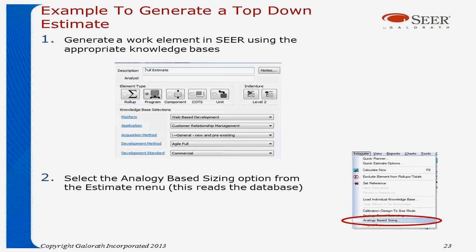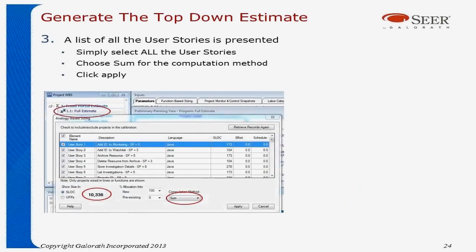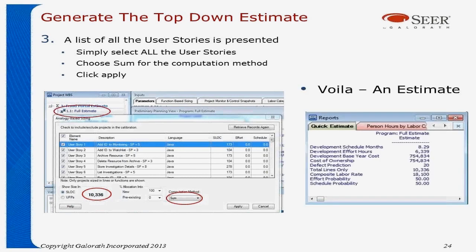This goes out and reads the database with all our user stories. Then we simply select all of our user stories from the pop-up dialog box. We choose sum for our computation method, and you'll notice that we get a full size estimate for all of the user stories, and we click the apply button. Voila, you have an estimate. It really is that simple.